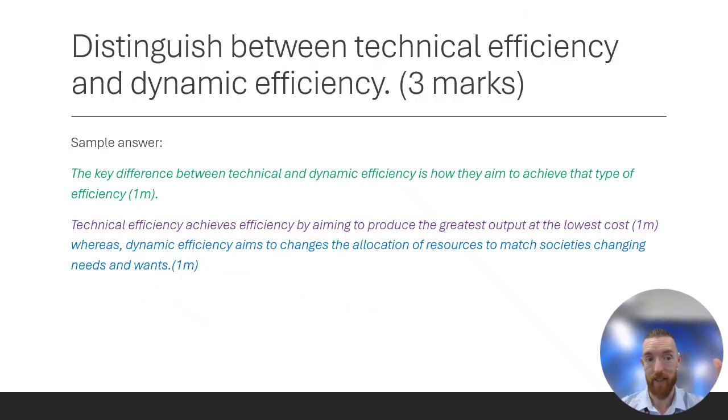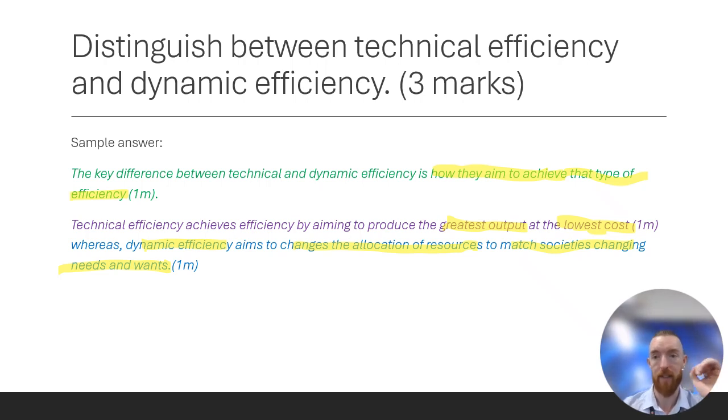So in terms of how to respond to this, a good sample would look something like this. The key difference between technical and dynamic efficiency is how they aim to achieve that type of efficiency. They aim to do it differently. Technical efficiency achieves efficiency by producing at the greatest output for the lowest cost. So I always refer to this as least cost for most output. Whereas dynamic efficiency aims to change the allocation of resources to match society's changing needs and wants. So it achieves efficiency by matching society's changing needs and wants, whereas technical does it by getting greater output at a lower cost. And that is how they're different.